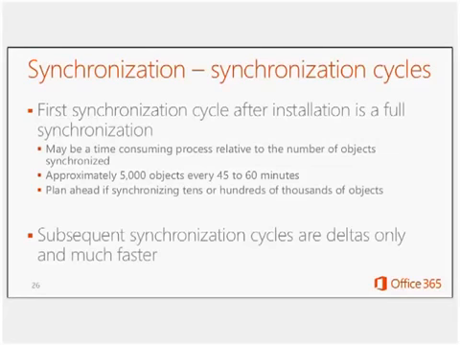From a cycles perspective, and I think Ryan Phillips talks a little bit about the size and objects, the first synchronization cycle after installation is full. It's a little bit time consuming, approximately 5,000 objects every 45 to 60 minutes. Plan ahead if you're doing tens or hundreds of thousands of objects, as that can take some time. If you're on a Friday night trying to do this for something you're going to work on that night or on Saturday, it's a bit of a gotcha. So make sure you're planning ahead for the amount of objects in your synchronization schedule. And once it is fully synchronized, deltas are then employed, and it's much faster.